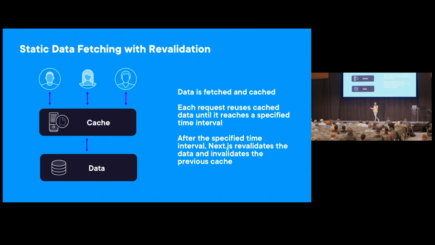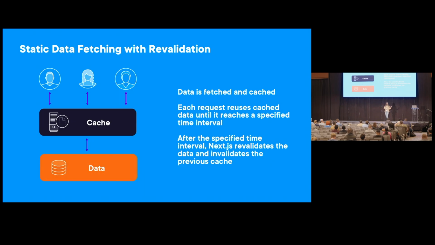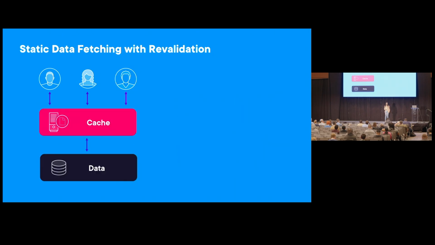After the time interval, Next.js will revalidate the data, and then it'll invalidate the previous cache. This is what it would look like, where after the time interval is reached, it would invalidate all of that, and then update the cache with the new data. And once the new data is available, the stale data that you see as a user will be refreshed, and you'll see the new data.